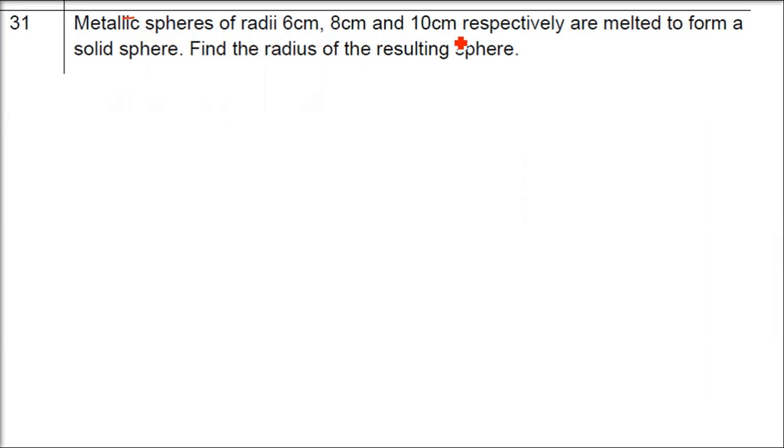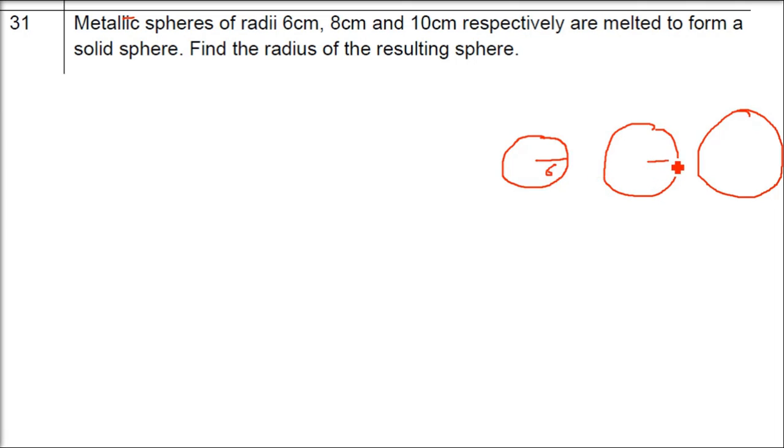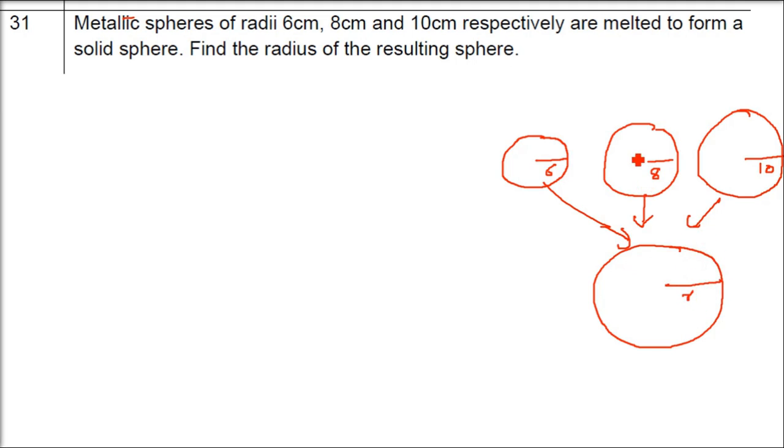Metallic spheres of radius 6 cm, 8 cm, 10 cm respectively are melted to form a solid sphere. Find the radius of the resulting sphere. What does it mean? One sphere is 6 cm, second 8, third 10. The radius is given. It's like a cricket ball or a football. Not football, football is hollow from inside. It has to be full. Now they are melted and combinedly a solid sphere is being made. What is the radius of this?